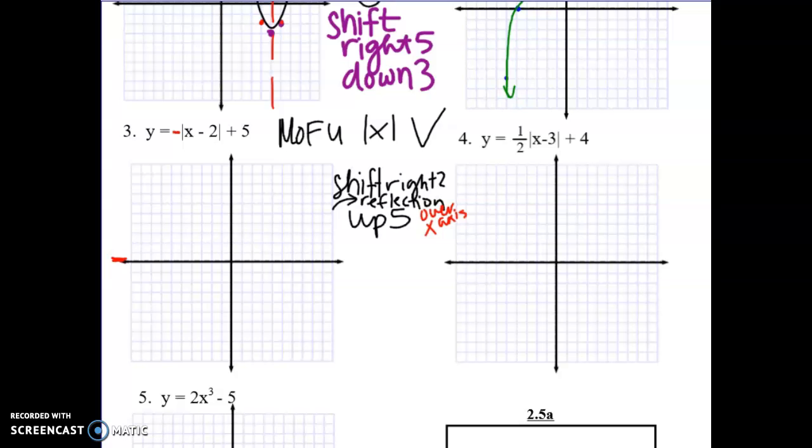So now, because I know it's going to be a V, I know it shifts and reflects. I can just find what my vertex is. So we're going to go right 2 and up 5. So my vertex is at (2, 5).